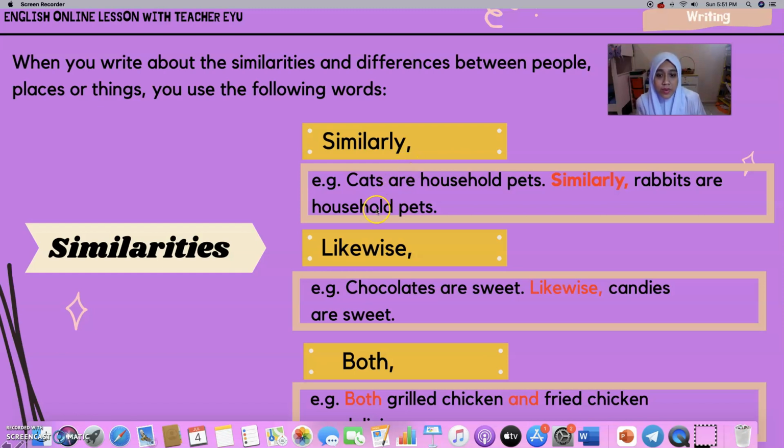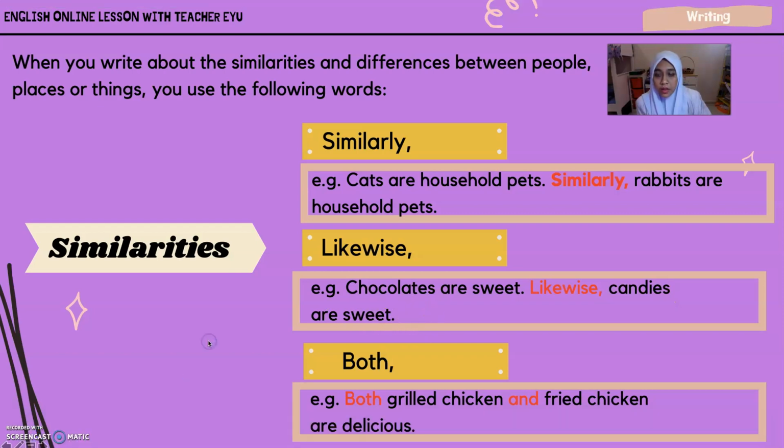The second word that we can use to show similarity is likewise. Example of sentence. Chocolates are sweets. Likewise, candies are sweet. Now, the third word that we can use to show similarity is both. Example, both grilled chicken and fried chicken are delicious. But remember when we use both, we must have the word and to show similarity of 2 things.